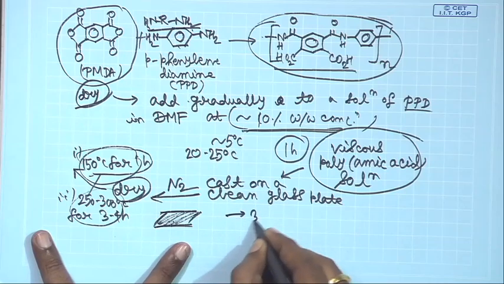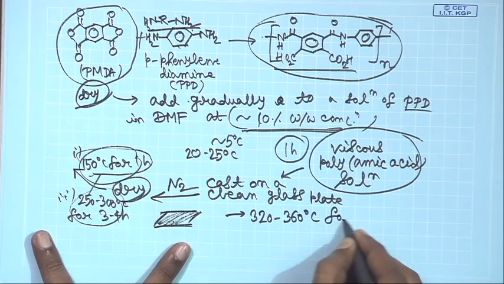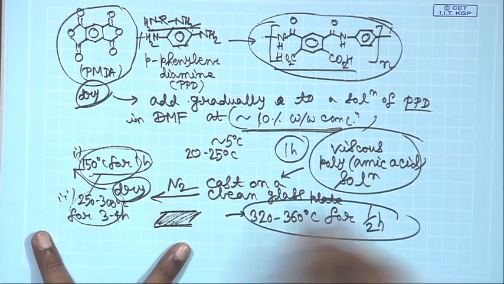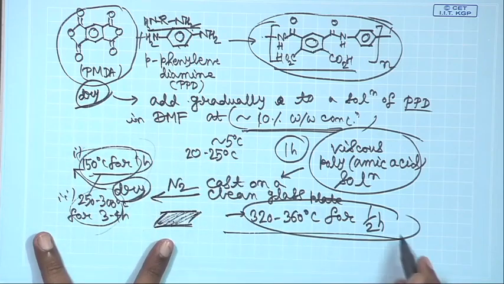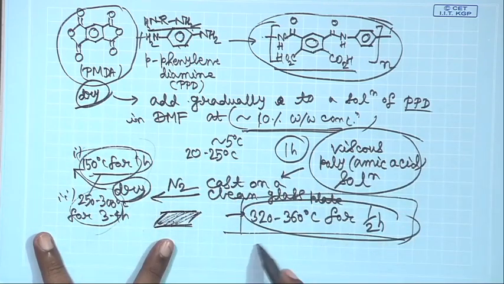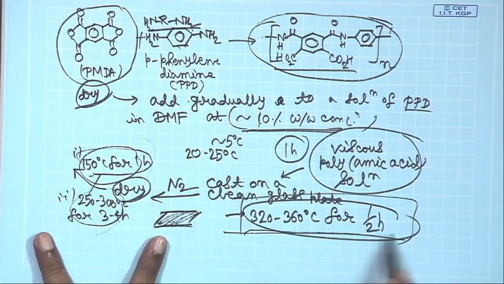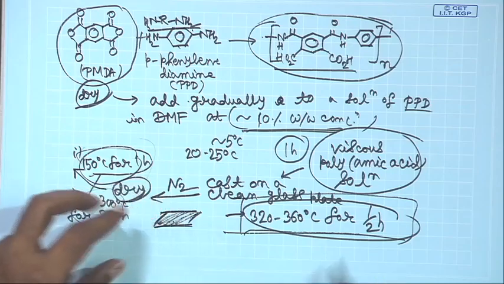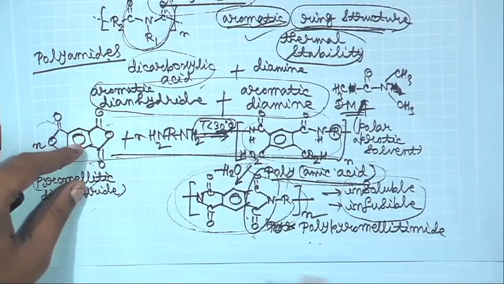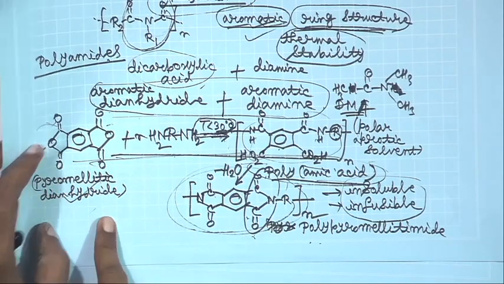The exact procedure is that after drying you heat it to 320 to 360 degrees Celsius for a further half an hour, and then you have a completion of cyclization. This is partially cyclized; you take it out, dry it, heat it up further, and you will get your completely cyclized product. These materials are polypyromellitimides, because you start with pyromellitic dianhydride.